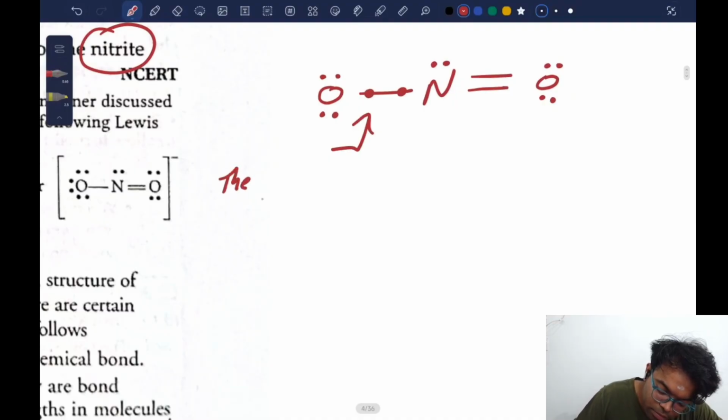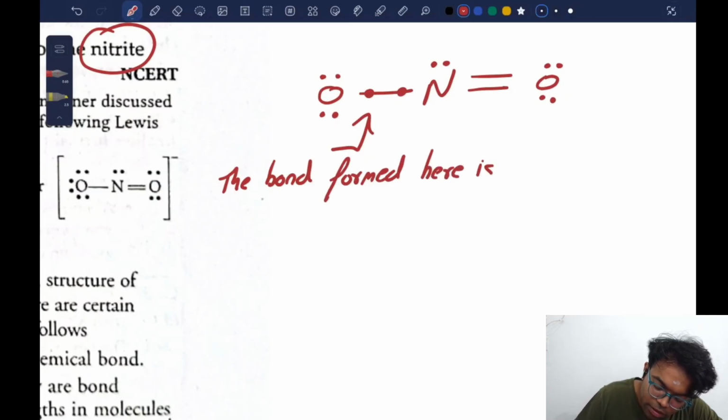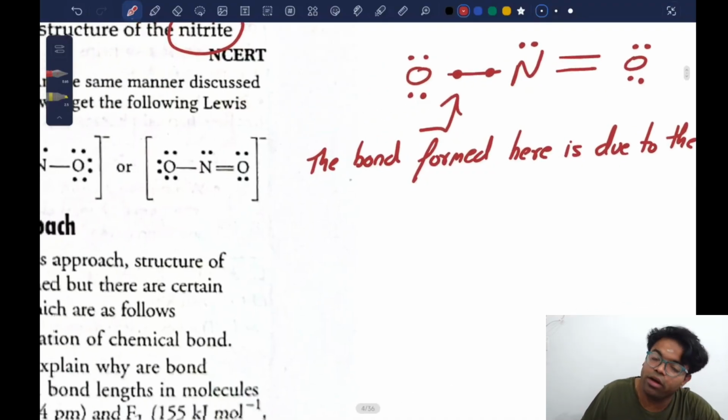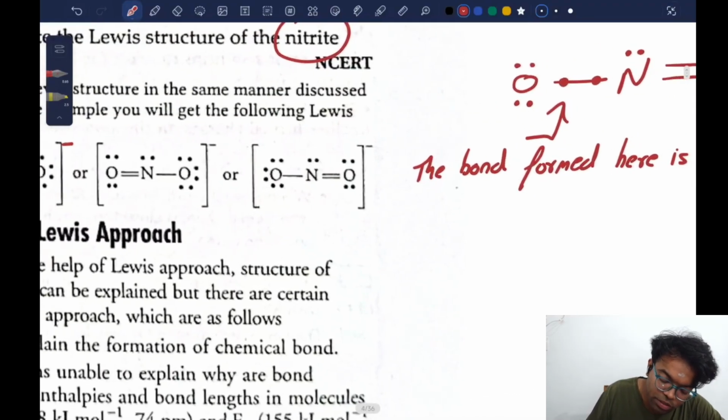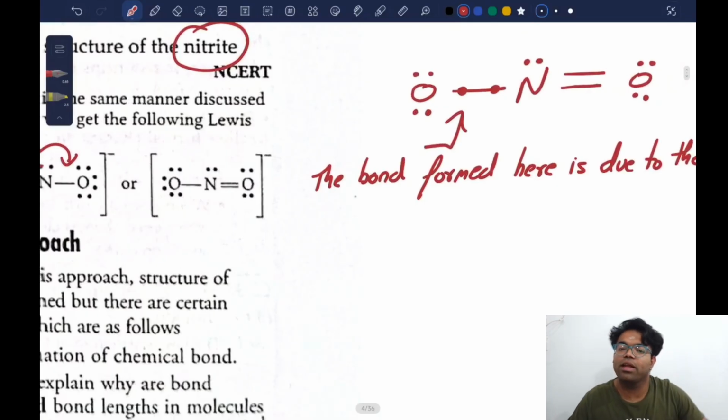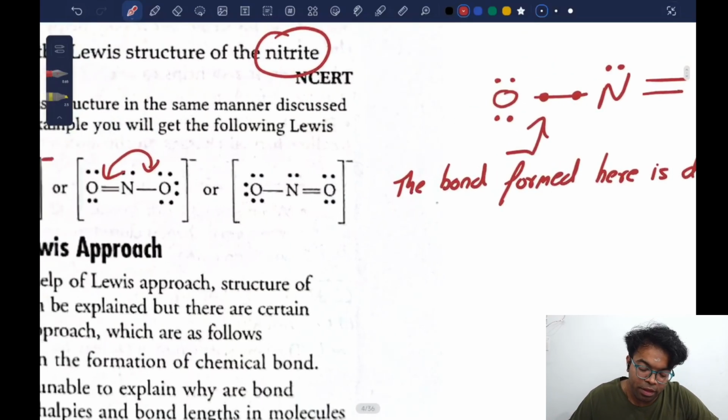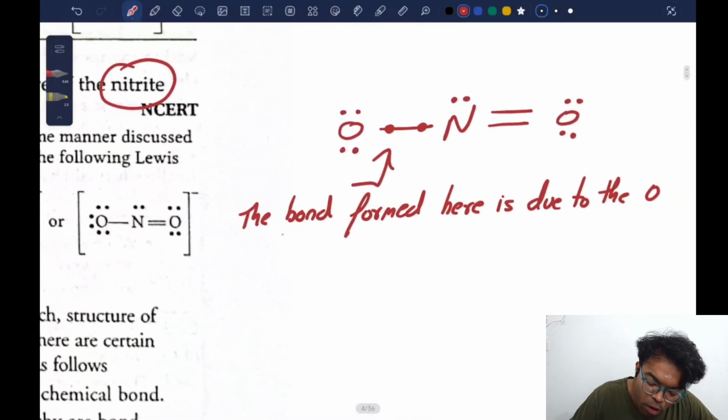The bond formed here is due to the oxygen. So a coordinate bond is being formed here. Now, because of this, there is a resonance that is happening. This moves here and here. It basically jumps from one location to the other. This is known as resonance. We will learn more about this in the coming classes. So this is a bit of a complicated structure, but it's not that hard.